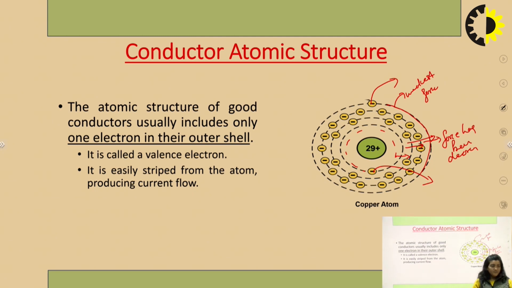So it is called the valence electron. The outermost orbit electron is called the valence electron of that material. Then it is easily stripped from the atom, producing a current flow. So as we can easily take out this electron from the outermost orbit, it is very easy. That will allow the flow of electrons through that material.